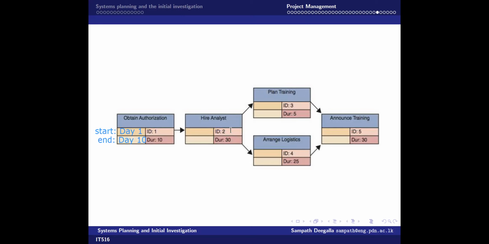Then let's move to task 2. Hasanti, can you tell me what is the start date to hire analyst? My question is, what is the day number here? Because what is missing here is the starting date and ending date. For task 1, it took 10 days. So that means you start with day number 11. Yes, starting day number 11.